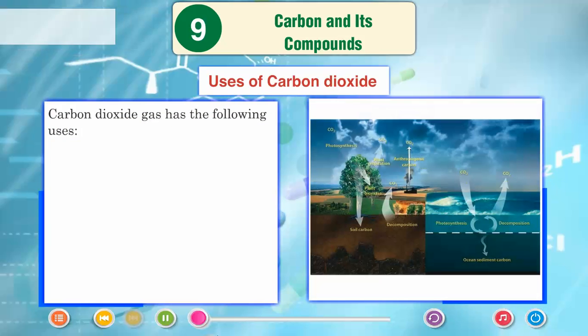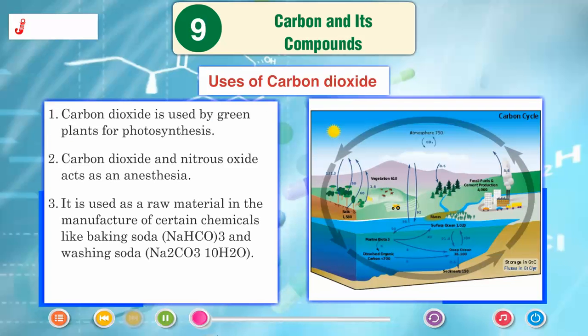Carbon dioxide gas has the following uses. Carbon dioxide is used by green plants for photosynthesis. Carbon dioxide and nitrous oxide act as an anesthesia.